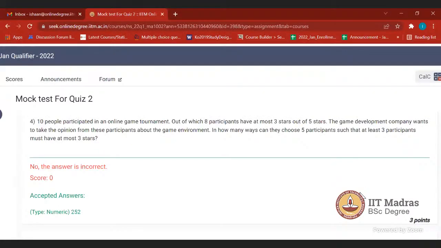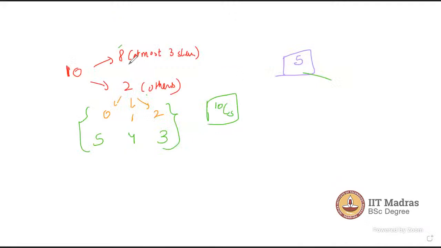Excuse me, sir. This particular gentleman talked about at least 4 stars, not at most. If 8 participants have at most 4 stars, how will we approach that type of problem if we get it in the exam? It is the same thing. At least 4 participants means you can have either 4 people from this category or 5. So you select 4 from it and 1 from the others category, or you select all 5 from it and 0 from others. These are the only 2 possibilities.